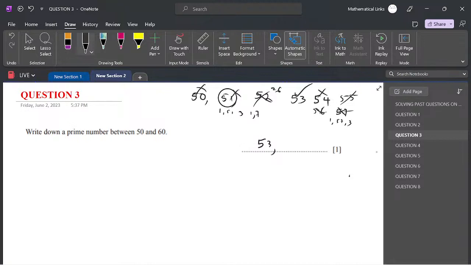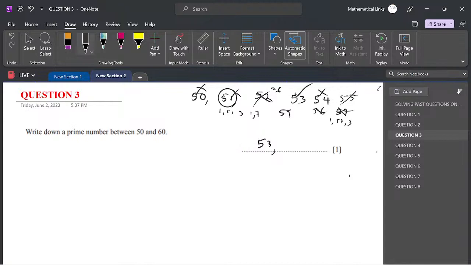So the next one will be 58. Of course, it is an even number. So apart from 1 and 58 itself, 2 can go. It is obvious, because it is an even number. So what about 59? So 59, apart from 1 and itself, okay, there is no number that can go, right?